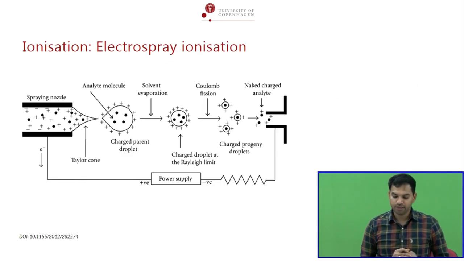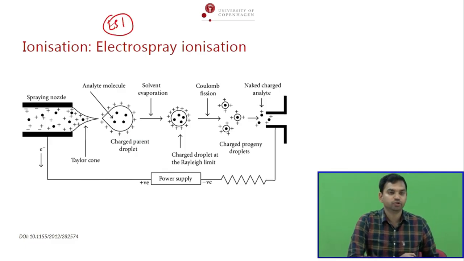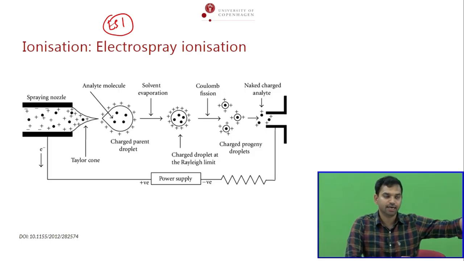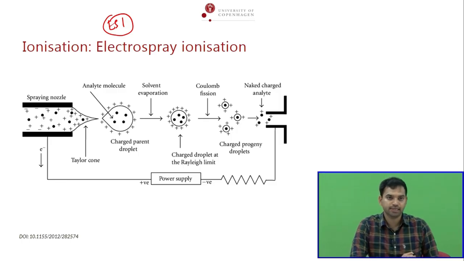And then I'll briefly go through the electrospray ionization. This is called ESI, often used in the LCMS. It's very similar to the previous one, EI. EI is the electron impact ionization. Now I'm talking about the electrospray ionization. It's often used in the LCMS, liquid chromatography, not in the gas chromatography.